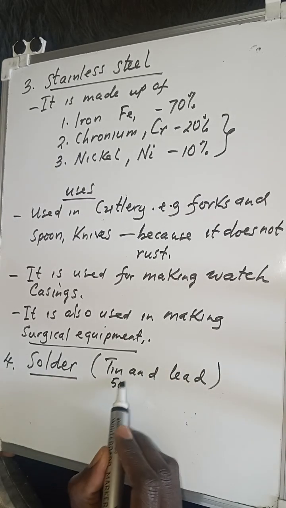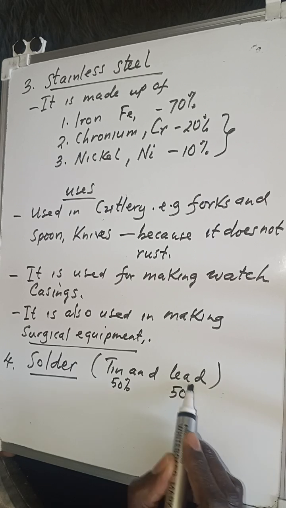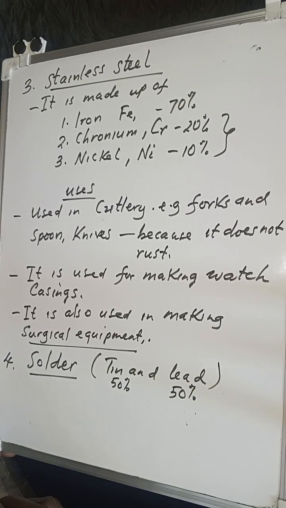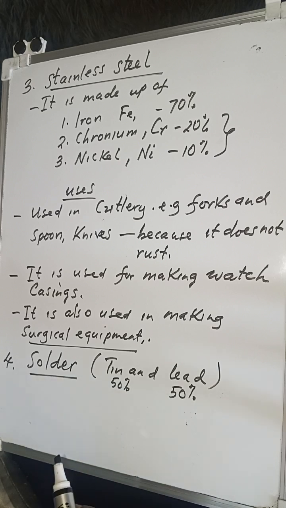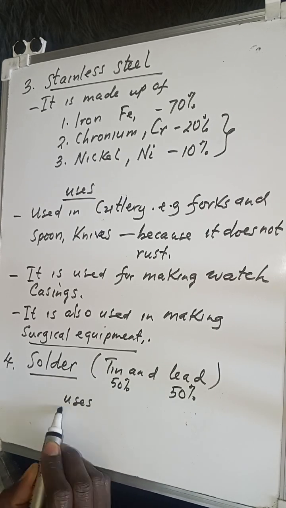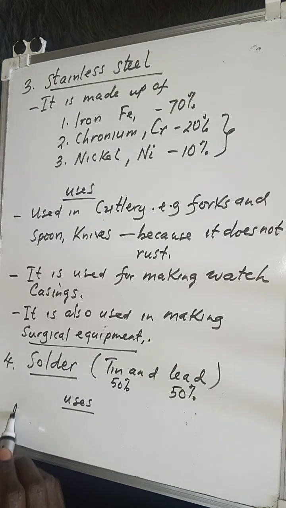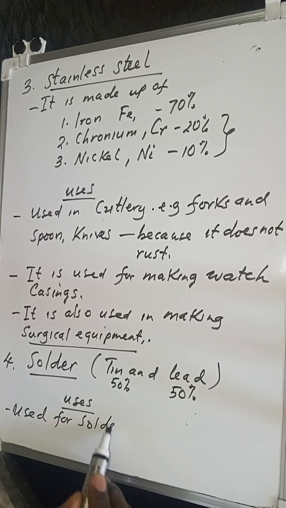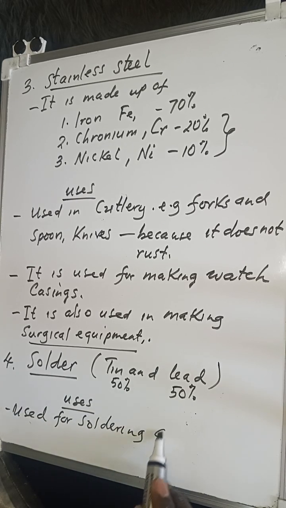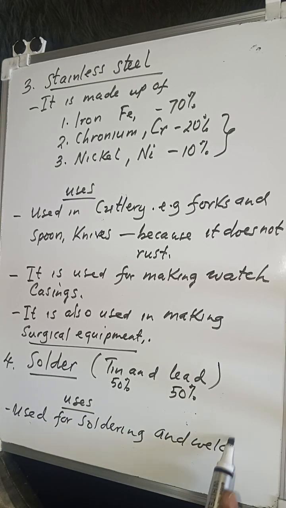In most cases, they may use 50% tin and 50% lead. And normally when you talk about solder, it has a lower melting point than either of the two metals that are going to be used. So what are the uses of solder? Well, it is used for soldering and welding. So they are going to be using it for soldering and welding. So that is the use of this solder.